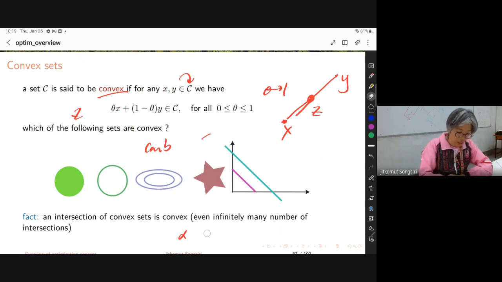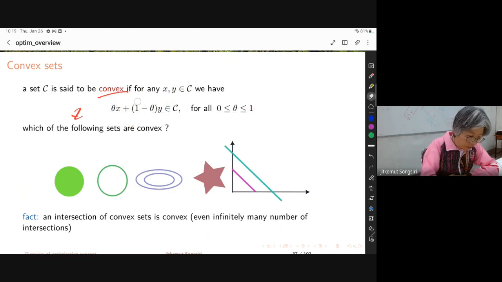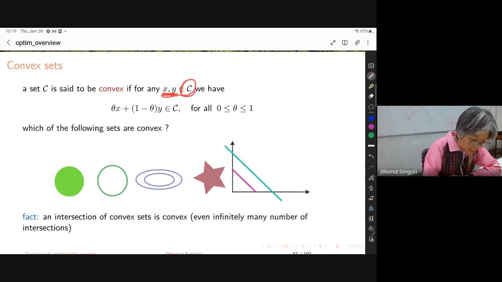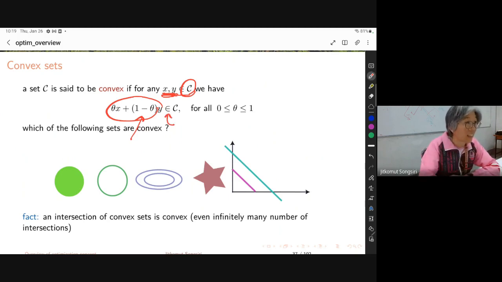Okay, now I go back to the definition again. We're not done yet because a set X is said to be convex if you pick any 2 points on that set and the convex combination of those 2 points is still in that set. If this condition holds for all choices of x and y, for all choices of theta between 0 and 1, that set is called convex.